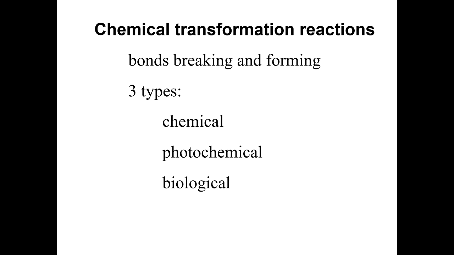Now, in the second half of the semester, we're going to start to talk about reactions where bonds do break and form, and we're going to talk about three general types of chemical reactions. The chemical reactions, chemical reactions means any kind of bond breaking or forming reaction, but when I use the word chemical here, I mean abiotic chemical reactions. Then we're going to talk about photochemical reactions, reactions with sunlight or with chemicals that have been produced by the effects of sunlight. And then we're going to talk a little bit about biological processes.